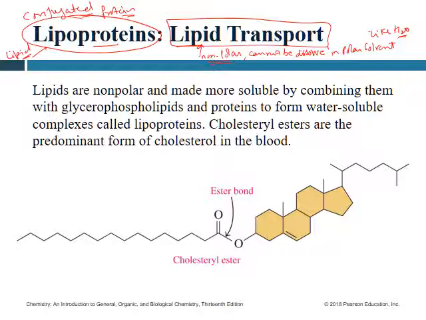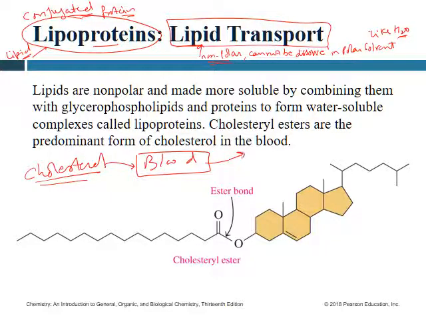But if the body needs to transfer a lipid, for example cholesterol, from one area of the body to another area, how are they going to transport it? The only means of transport in our body is blood, right? So the cholesterol has to move through the blood and go to another part of the body, another tissue, right? But the problem is that blood is a polar solvent, and cholesterol is a lipid which is non-polar.